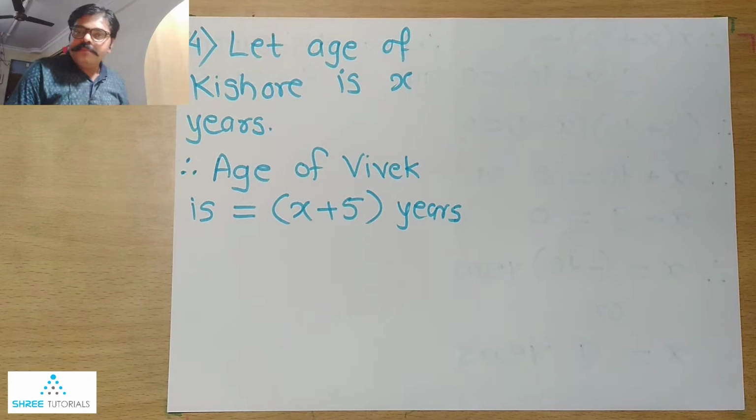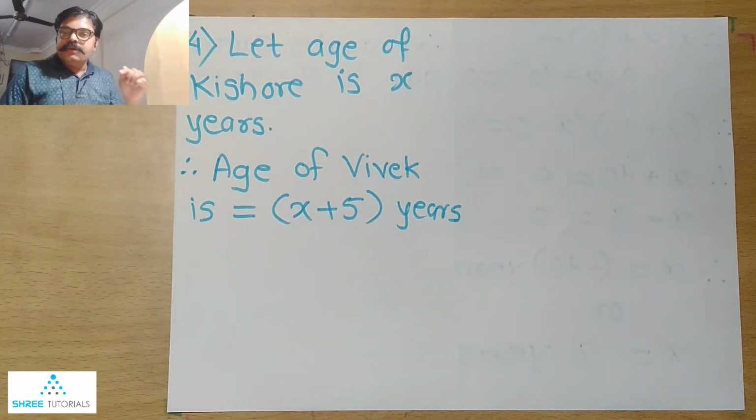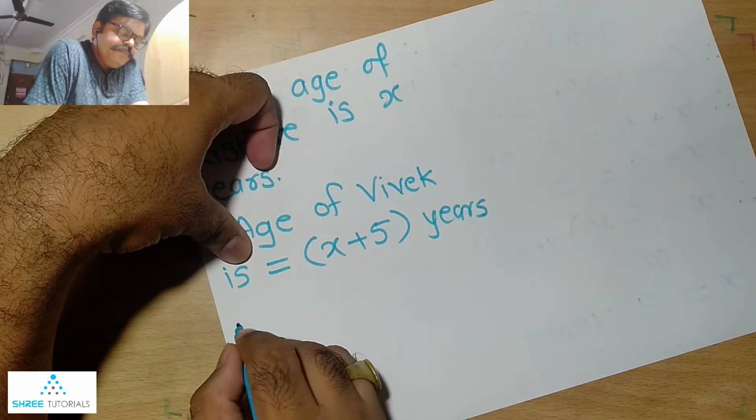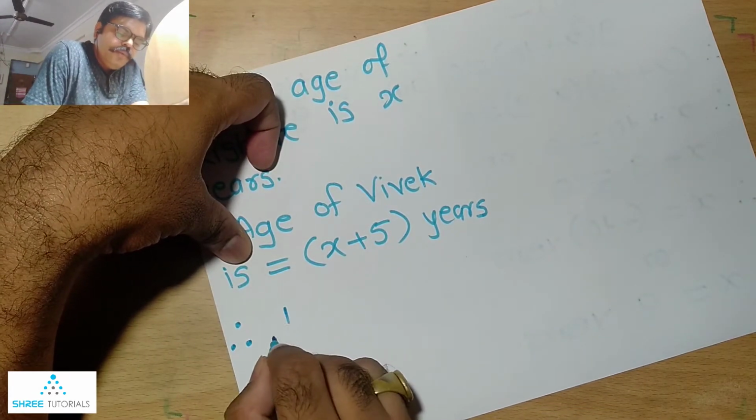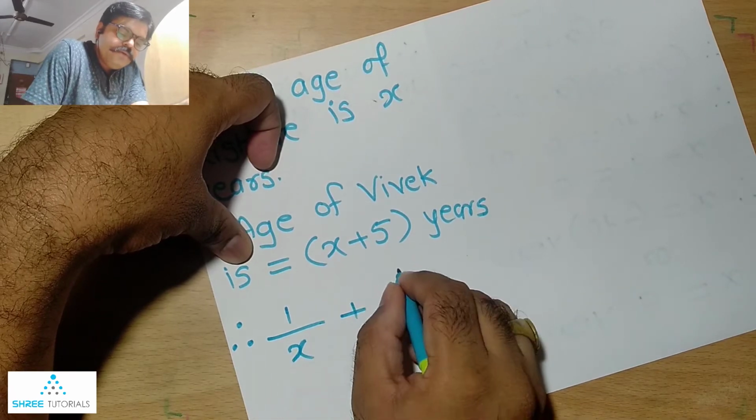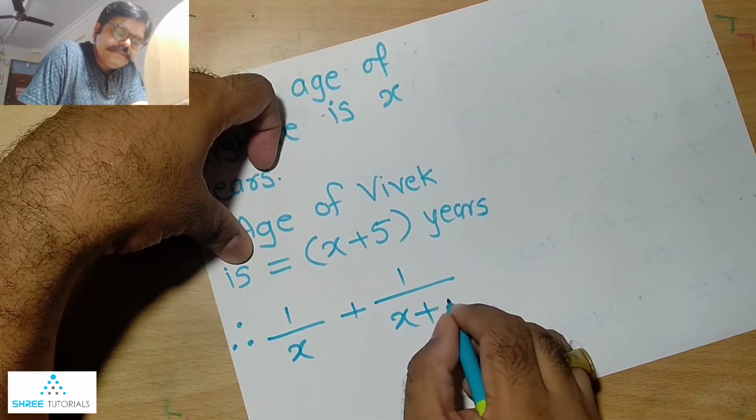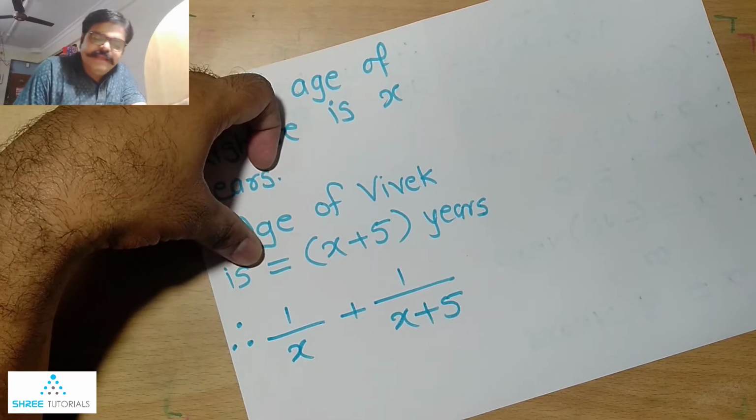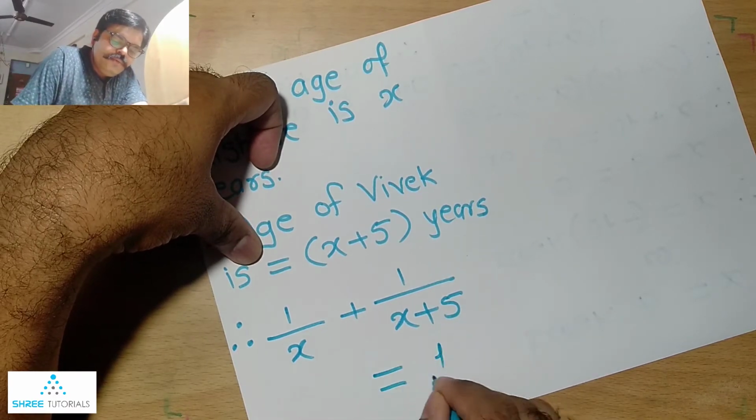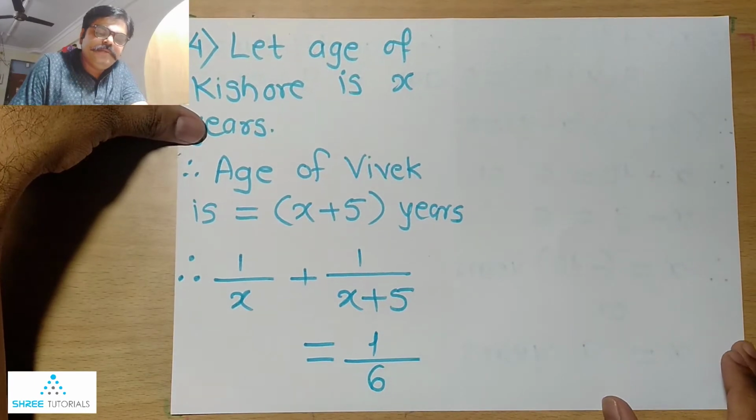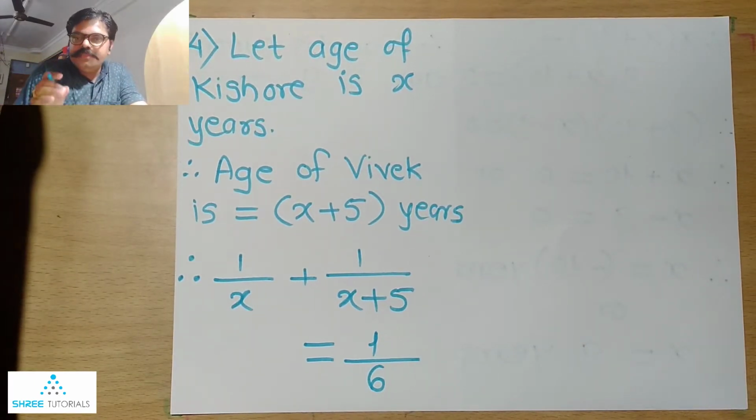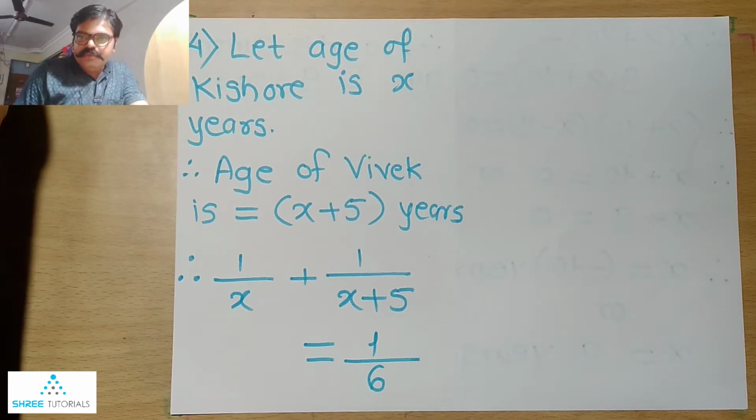Another important thing mentioned in the question is that the sum of the reciprocals of these two persons' ages is going to be 1/6. So as per the given condition, 1/x plus 1/(x plus 5) will be equal to 1/6. The sum of the reciprocals of these two persons' ages equals 1/6. So this is the equation we are going to solve now.